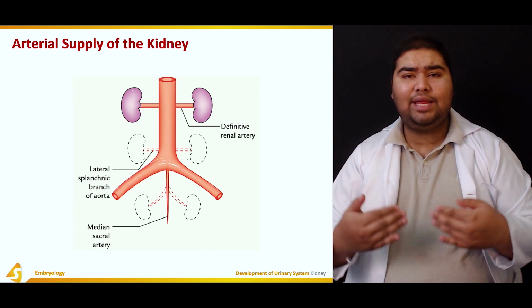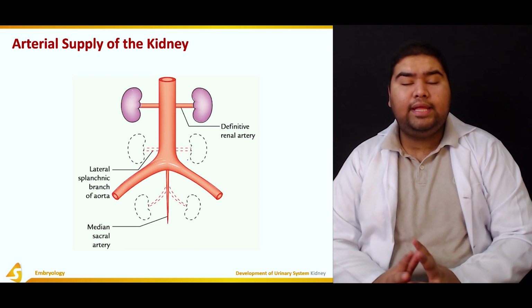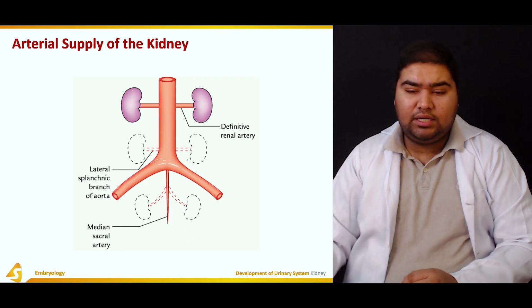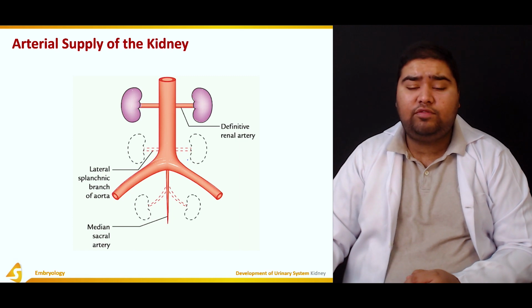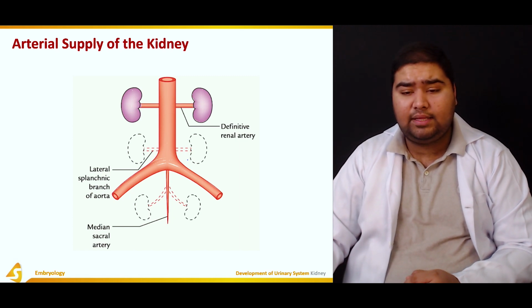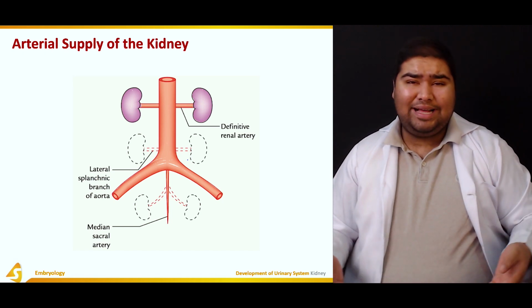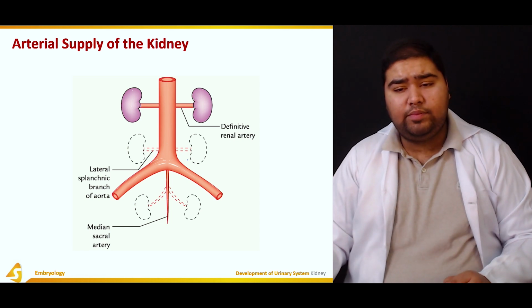Initially, when the kidney was lying in the sacral region, it was supplied by the median sacral artery. Here you can see the median sacral artery, which is the terminal branch of the abdominal aorta. It is supplying the kidney. However, now the kidney is moving upwards. As the kidney moves upward, it gets successive branches from the abdominal aorta.